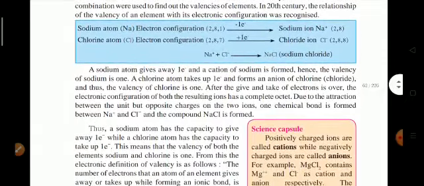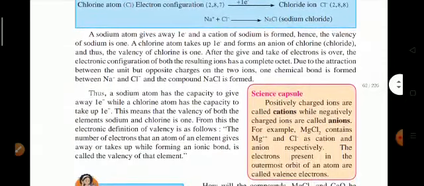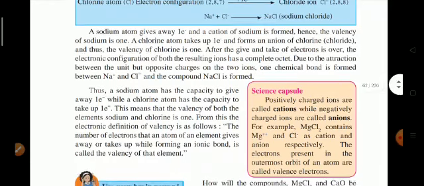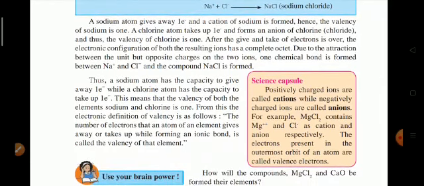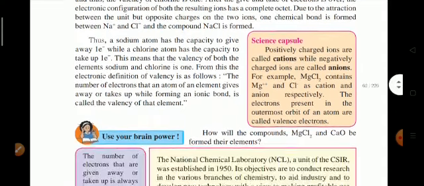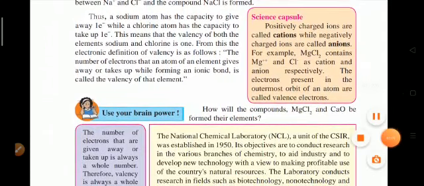A sodium atom has the capacity to give away one electron, while a chlorine atom has the capacity to take up one electron, and this is what valency is called. This means that the valency of both the elements, sodium and chlorine, is 1. From this, the electronic definition of valency is as follows. The number of electrons that an atom of an element gives away or takes up while forming an ionic bond is called the valency of the atom of an element.